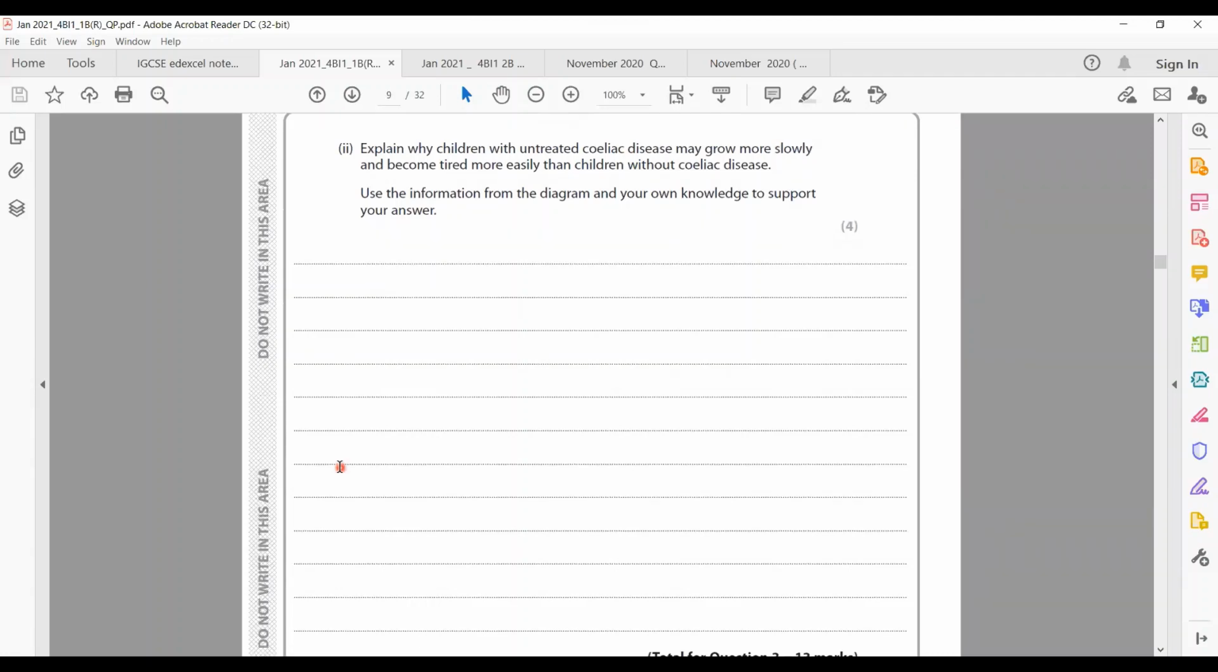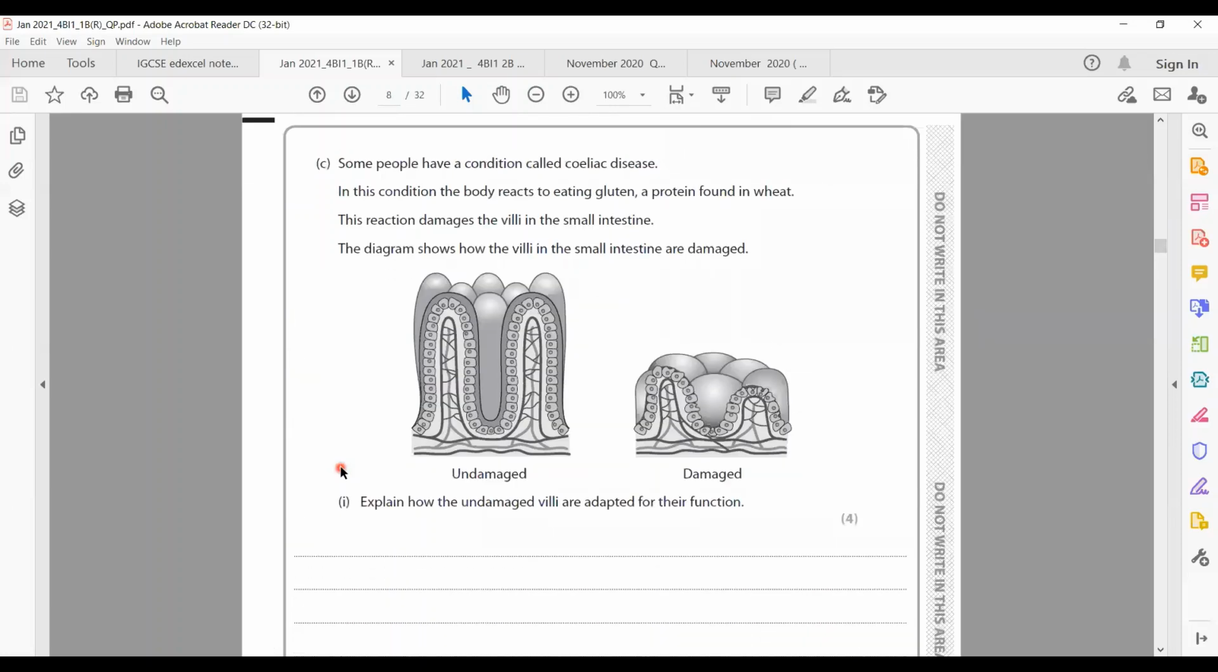Number 2. Explain why children with untreated celiac disease may grow more slowly and become tired more easily than children without celiac disease. Use the information from the diagram and your own knowledge to support your answer. This is the diagram. The villi are damaged. When the villi are damaged, they are unable to absorb iron or vitamins or other nutrients. So this will help.